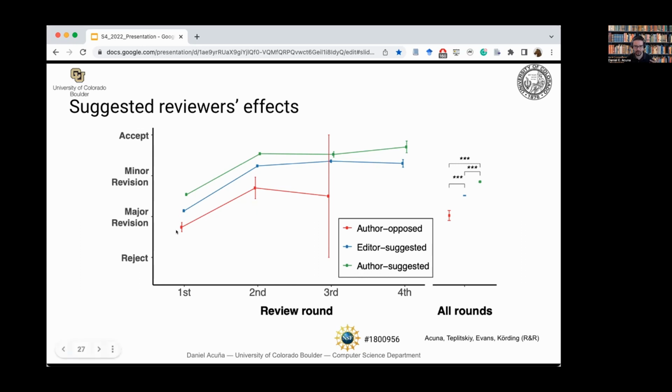So if you oppose a reviewer and he gets invited to review your paper, it will be a significantly lower judgment of your paper, in the sense that it will be more likely to be a rejection compared to reviewers invited by the editor or suggested by the author. And that's continuous throughout the rounds. If you compare all the rounds, you see the significant difference among them. So there is this cumulative effect.